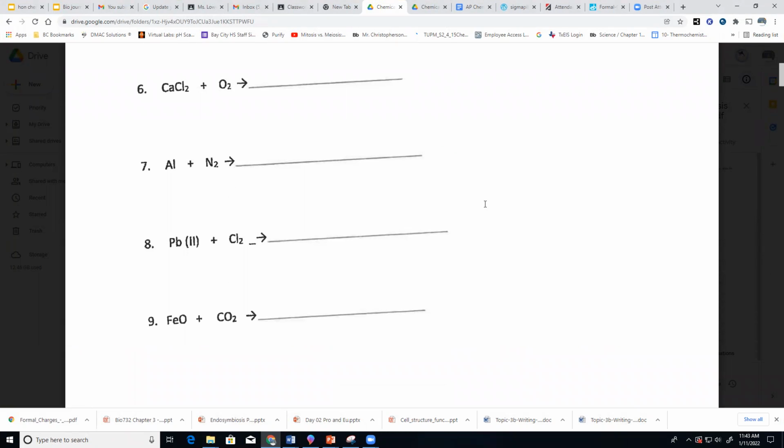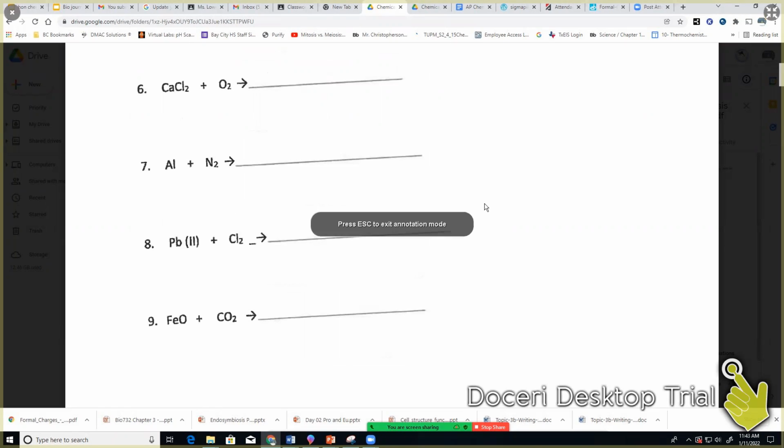Okay. All right. Let's look at number 6. Number 6, I have a metal chloride combining with oxygen. What's that going to give me?